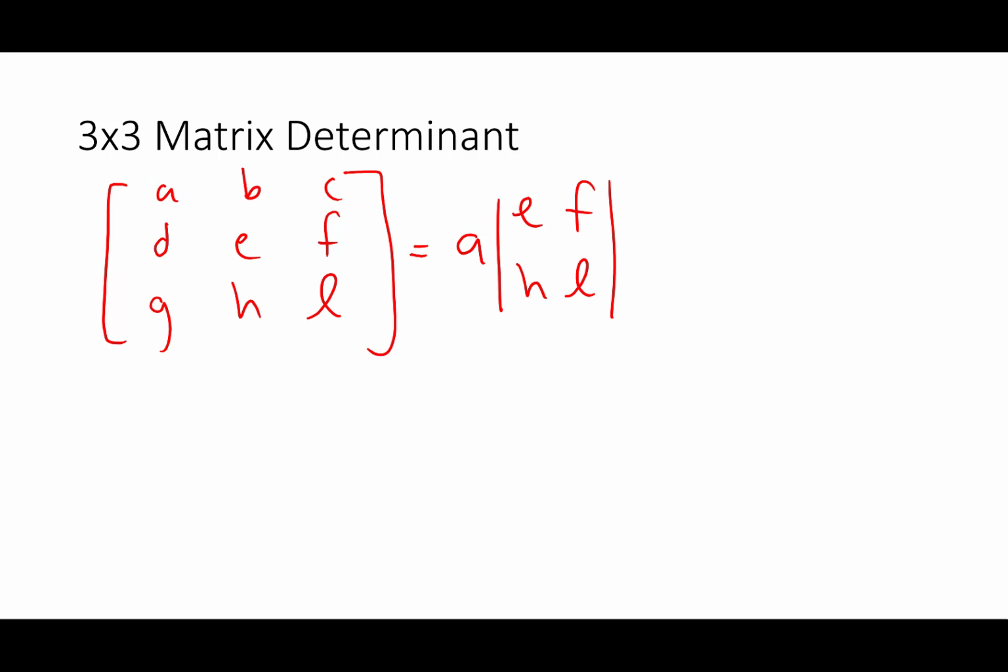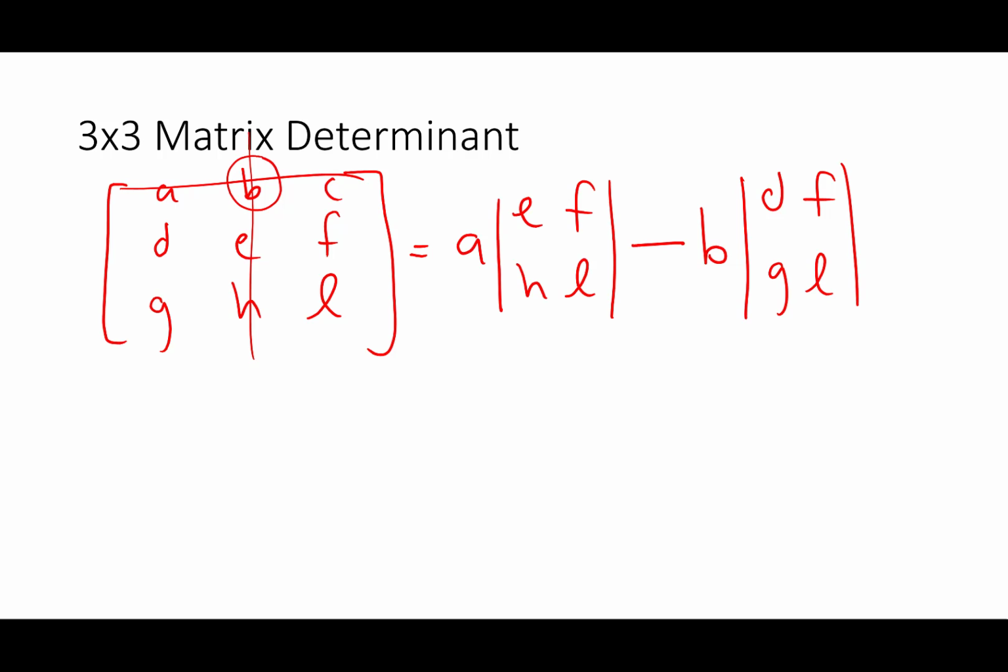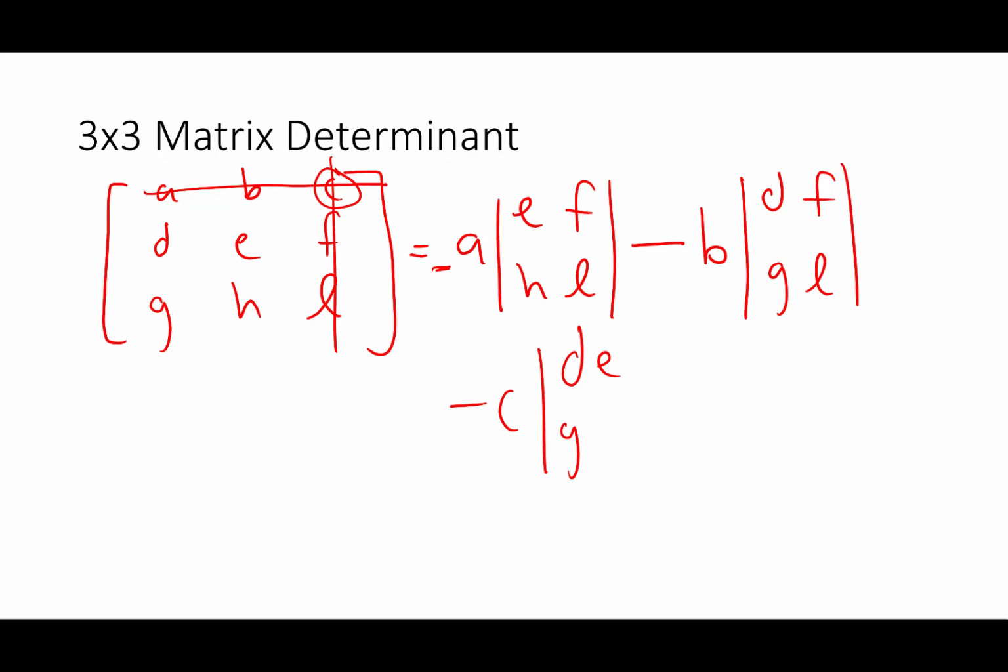Our second term, we're going to move down the row to B, and we also change signs here. So minus B times, get rid of that second column, first row. What's left over? D, F, G, L. And then finally, move down to C. We do plus C because we're alternating signs. Get rid of that first row, third column. What's left over? D, E, G, H.